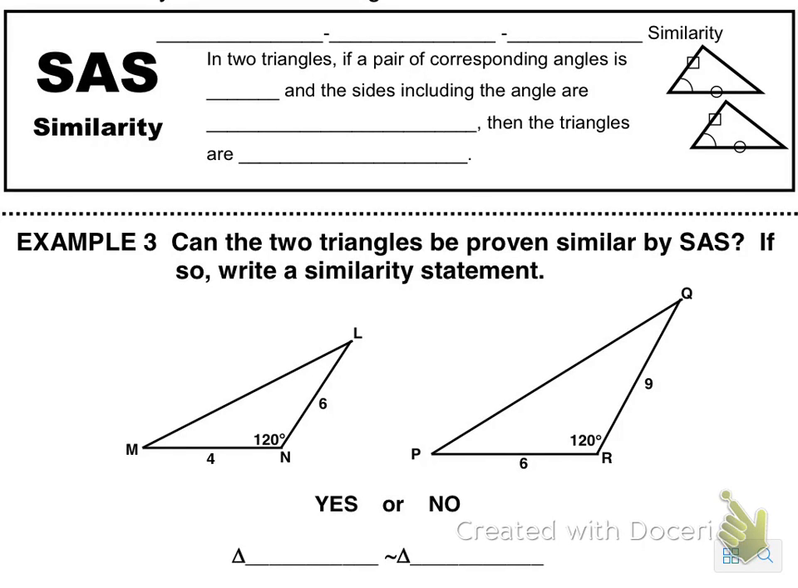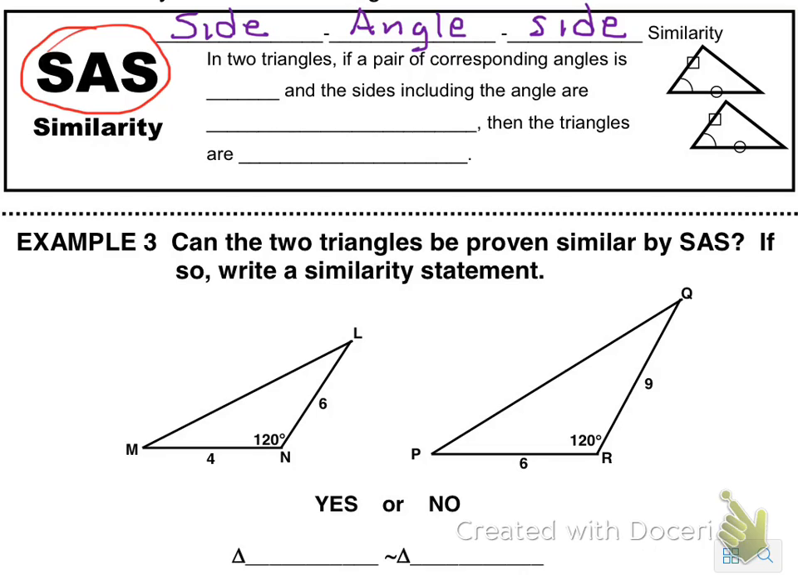There are three theorems that allow us to determine whether two triangles are similar. We've already looked at the first one. It's the angle-angle similarity theorem, or AA theorem. Now we're going to look at the side-angle-side similarity theorem, which we sometimes shorten to just SAS.